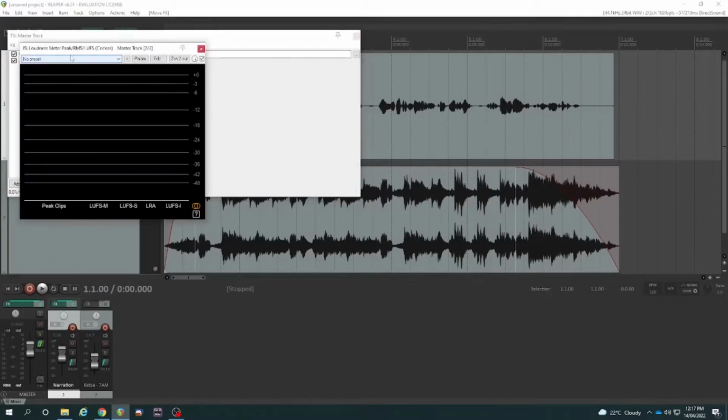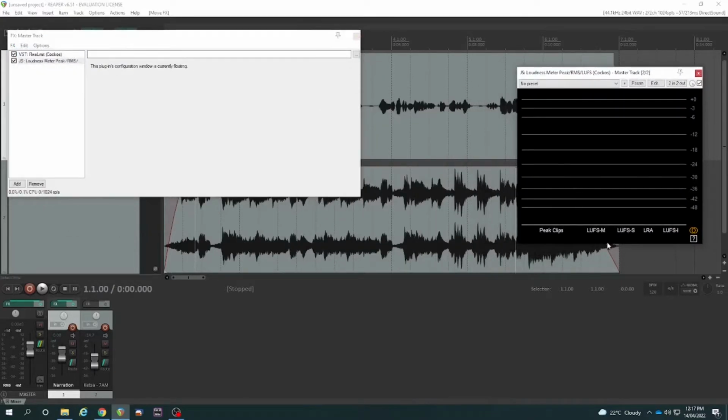If I double click that loudness meter just to pop it out there, I'm going to be looking at this average LUFS level just to try and aim for the minus 15, minus 14 I was talking about with streaming services.